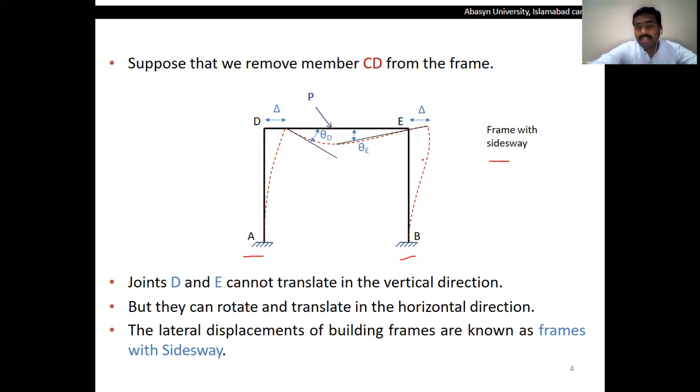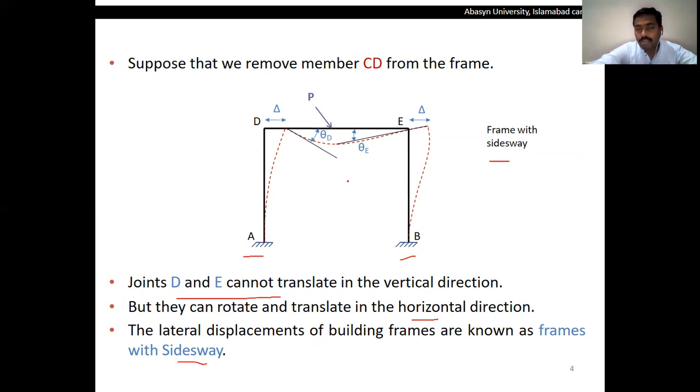But in the vertical direction, the rotation of the member is prevented with the supports A to B. So therefore, we can say that joints D and E cannot translate in the vertical direction, but they can rotate and they can deflect in the horizontal direction. And the lateral displacement of such type of building frames is known as frames with sidesway.